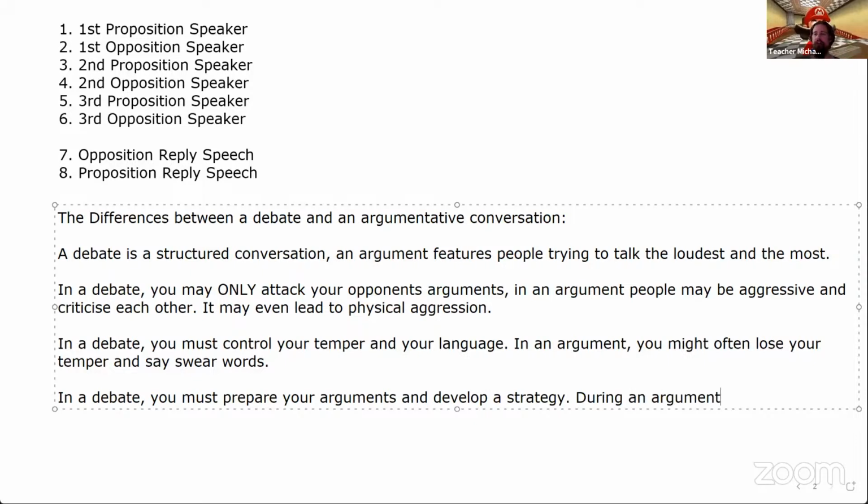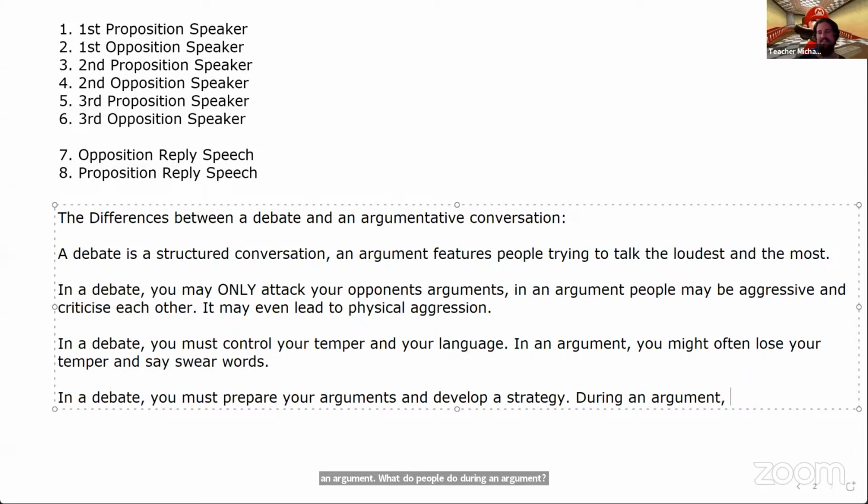Okay, so when you're engaged in a debate, you have to prepare your arguments ahead of time. You have to develop a strategy. You have to develop a plan of attack. How is your team going to deliver the best argument to win this debate? But when you're having an argument, what often happens? People don't often prepare what they're going to say ahead of time during an argument. What do people do during an argument?